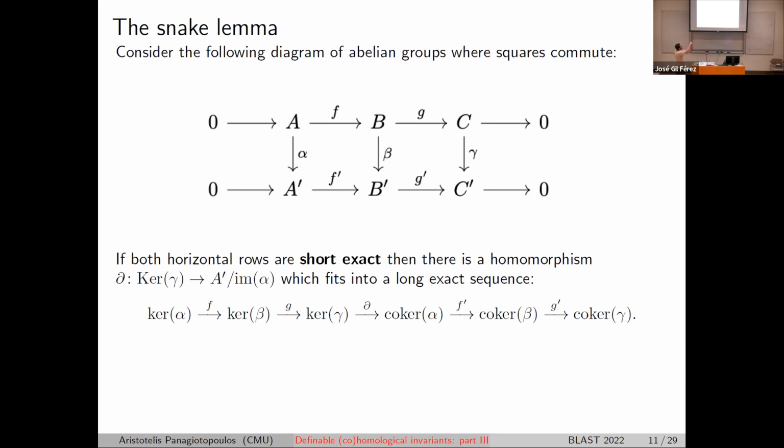So let's remind ourselves. Here, let's say now I have flipped the previous diagram, and I have taken a slice of it. So here I have this short exact sequence, this short exact sequence, and I have these maps here such that these diagrams commute. This is what I have.